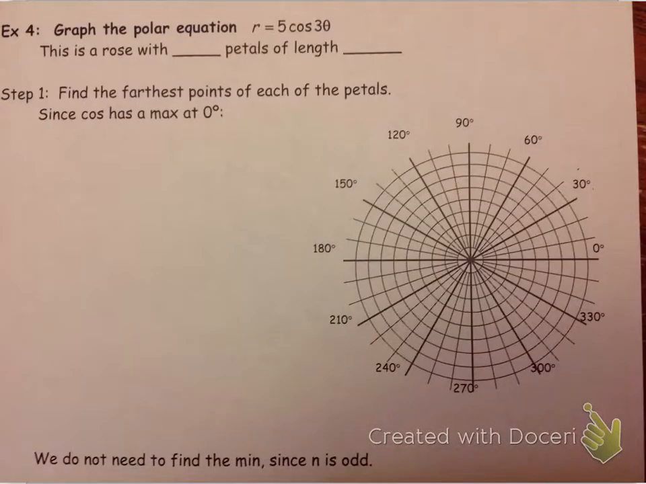So the final example is going to be a rose. It's going to have 3 petals with a length of 5 each. And that's because in this case, n is odd. And so when we had that 3 theta in our equation, we didn't have to double the 3. 3 is the number of petals.